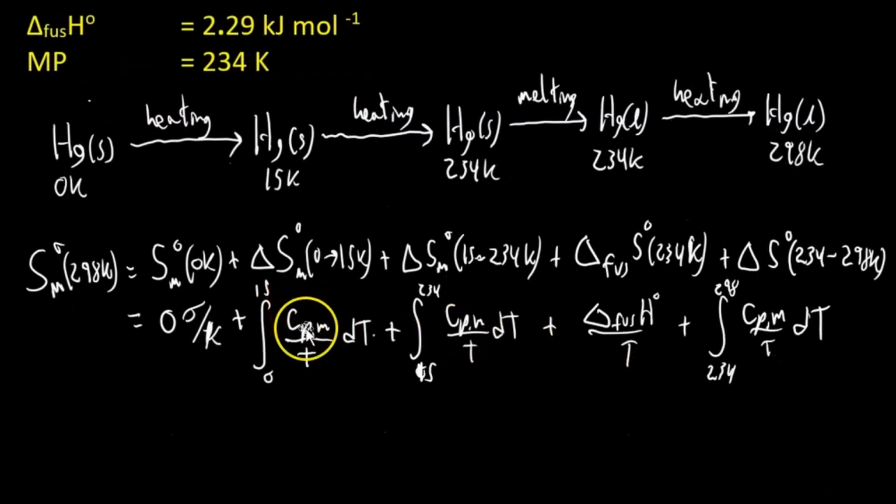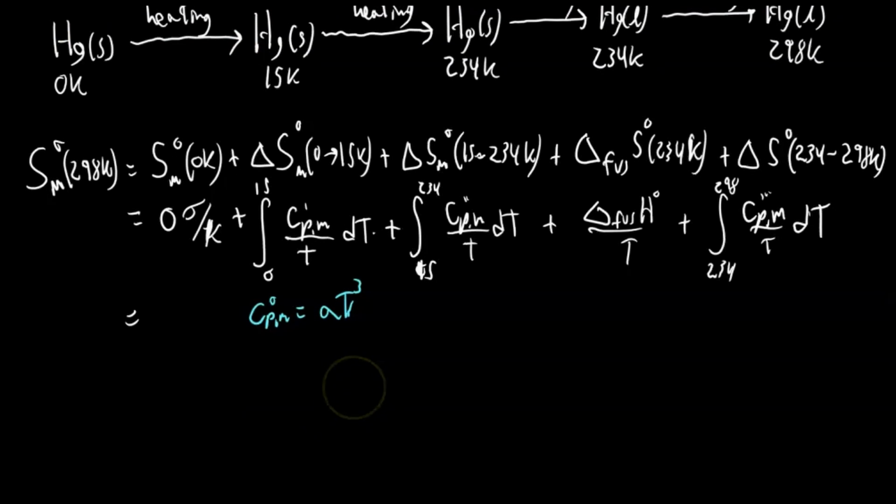Okay, now I made these Cpm's, maybe I'll make this like a prime and a double prime and a triple prime. These are different heat capacities. Now this is just 0, so I'm just going to ignore that. So if you are learning the Debye law, the Debye law extrapolation says that the molar heat capacity is approximately equal to some constant times T cubed. So if we substitute that in, it'd be the integral from 0 to 15 of some constant a T cubed over T dT here. Okay, and now we'll keep going.